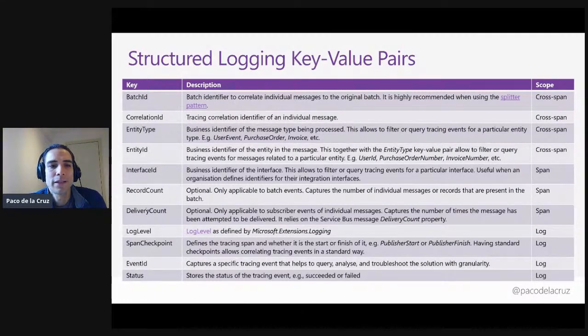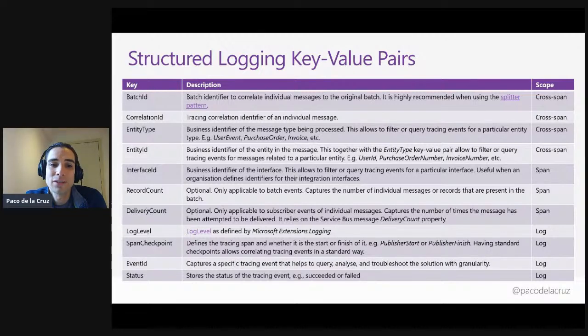The next one is interface ID. So this is a business identifier for the interface. So if you have an enterprise-grade integration solution, then you might want to assign an interface ID to all of your components or interfaces. And this would allow us to filter or query traces for a particular interface ID or interface. Record count is optional, and this is only applicable for the batch publisher span. And this captures the number of records that the batch has.